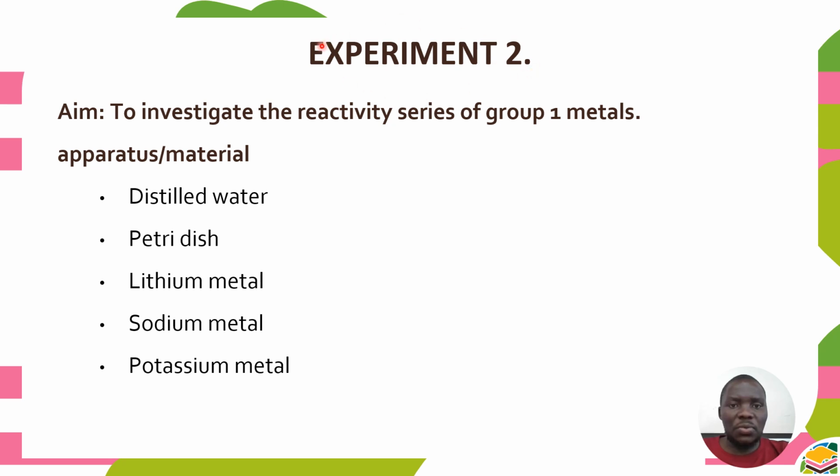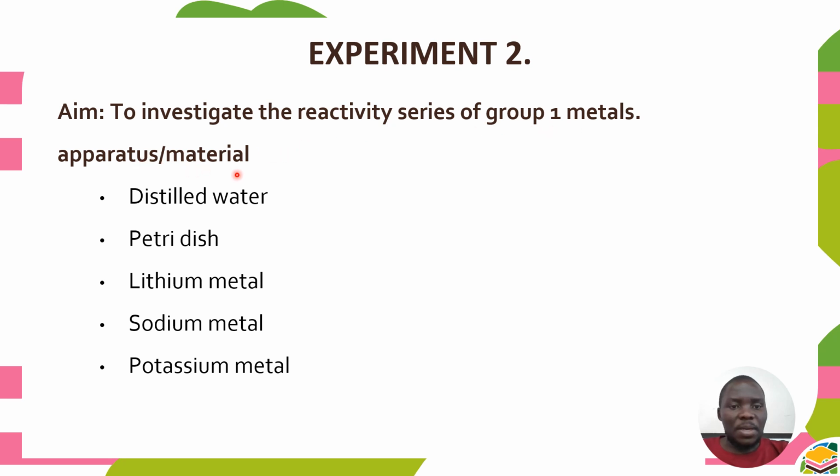Experiment number 2 that we can use in order to check or verify if the element is a group 1 element. We'll still use the same structure. We need to have an aim, apparatus, procedures, results and observations, and a conclusion. So in terms of the aim, to investigate the reactivity of group 1 elements or group 1 metals.